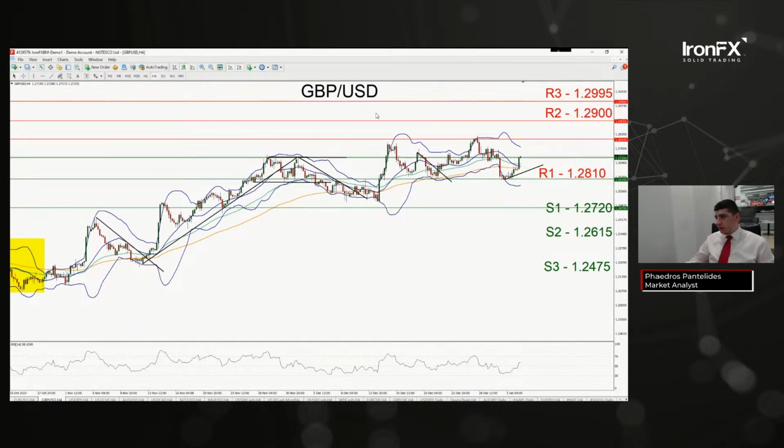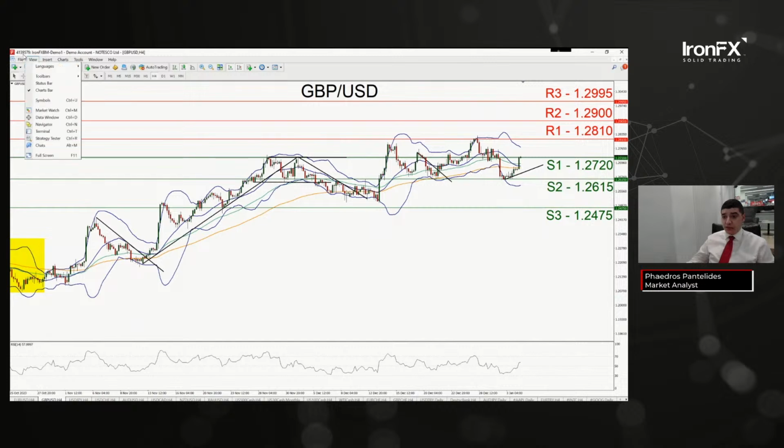And then R1, 1.2810. S1 1.2720, which was resistance, now turned to support. S2 1.2615, then S3 1.2475. Have S1, S2, S3 touching while resting upon S1. So for a bearish outlook, it breaks below S2. For a bullish outlook, we have to simply break above R1.